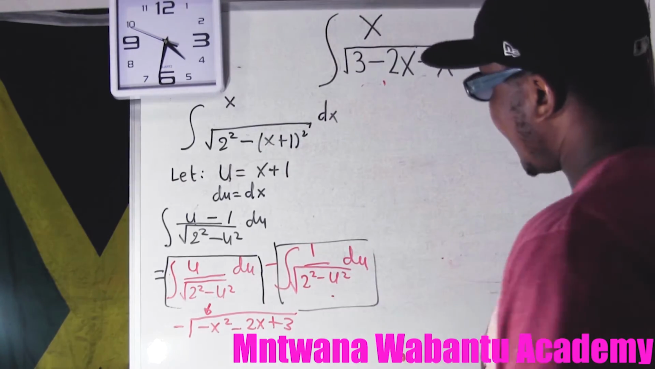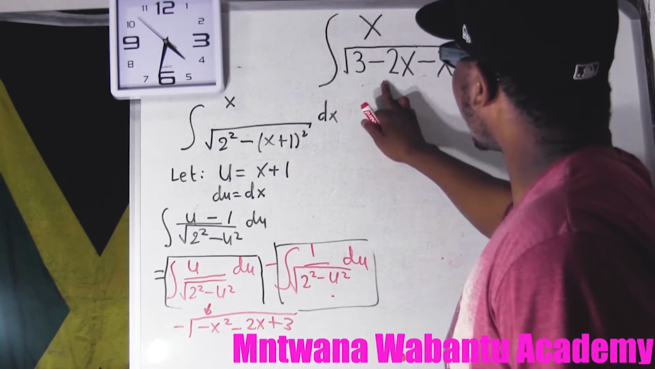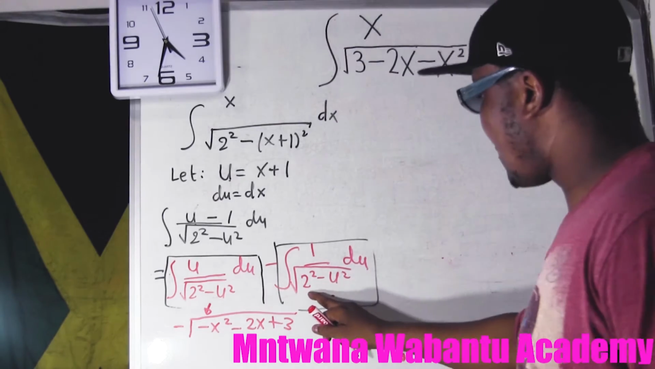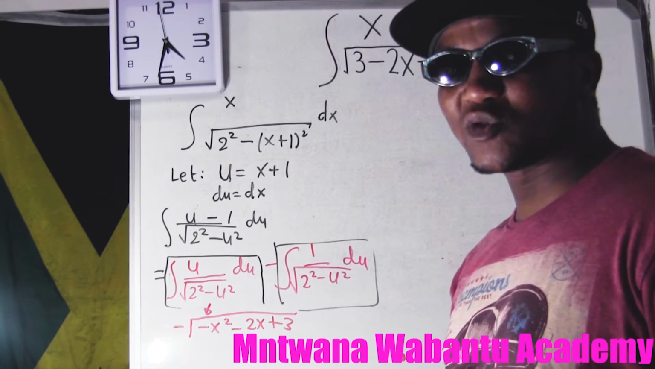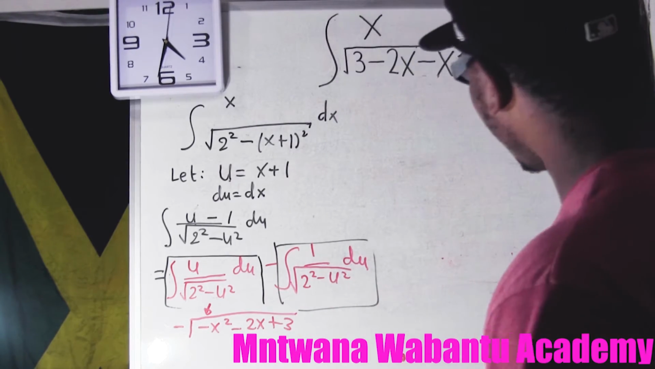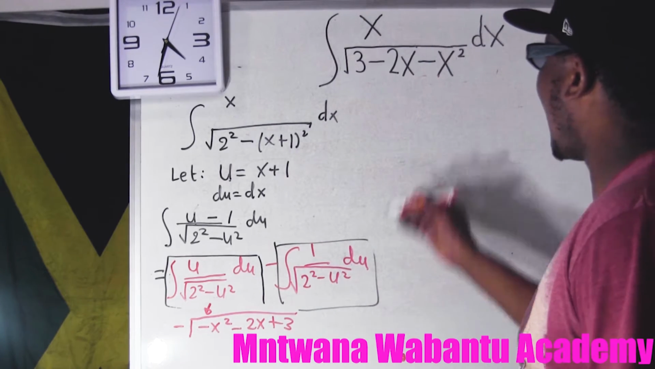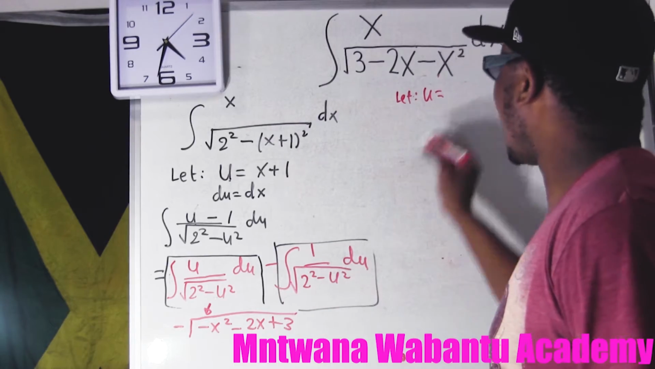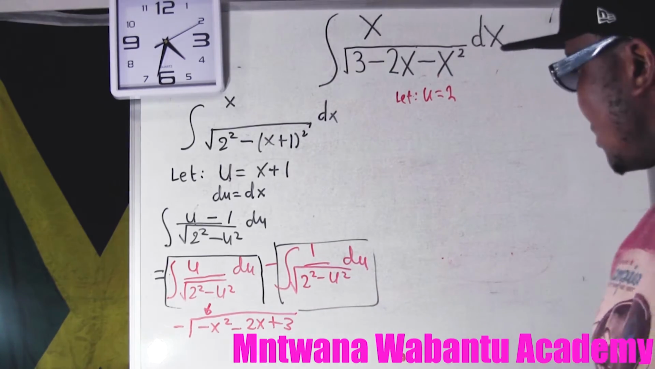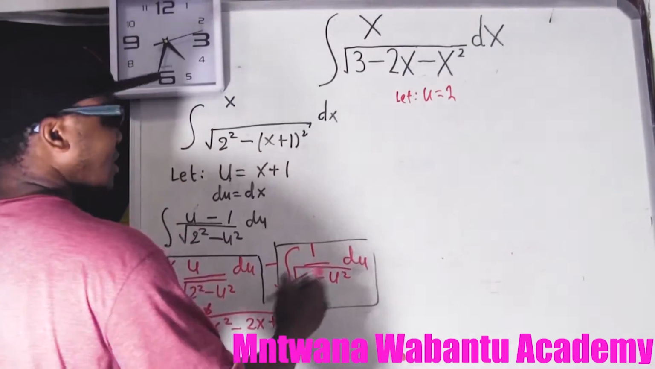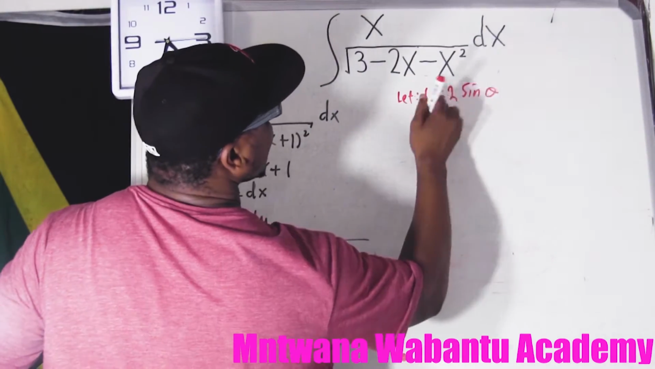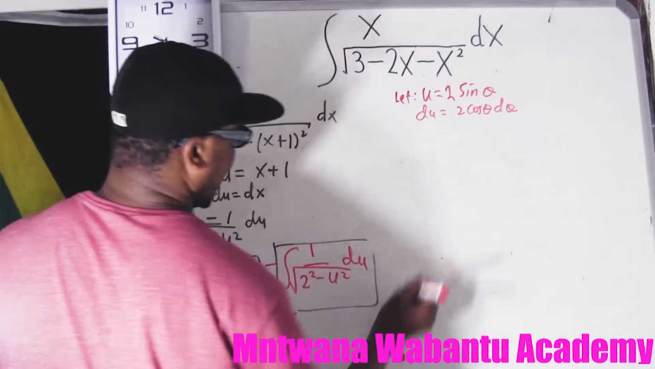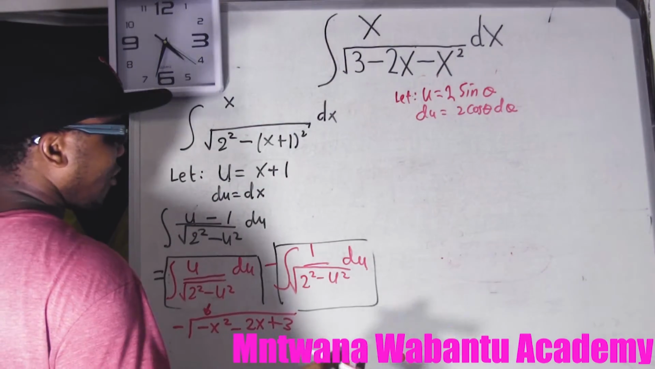So you can just say take this one right here. This is a sine substitution, a trigonometric substitution, because if you have a number minus u squared, it is a sine trigonometric substitution. Okay, now we're going to say let u equal to this number, which is 2, equal to 2 sine of the angle. Differentiating is going to give you du. When you differentiate, this is going to give you 2 cos theta d theta. Okay, so now we have all the values here.